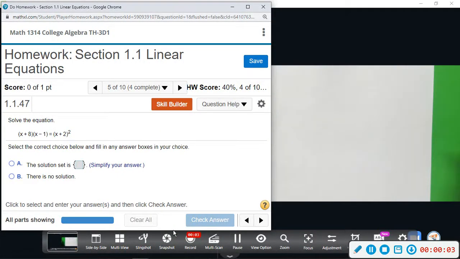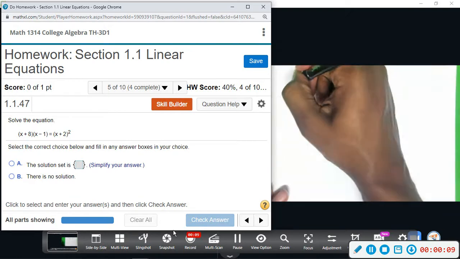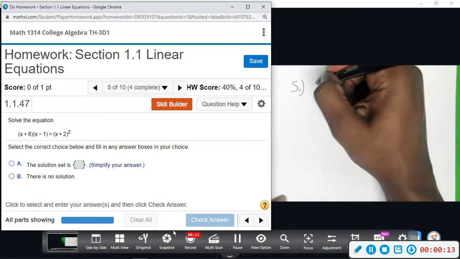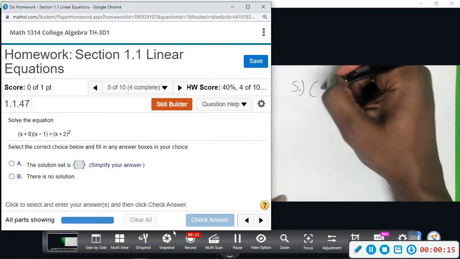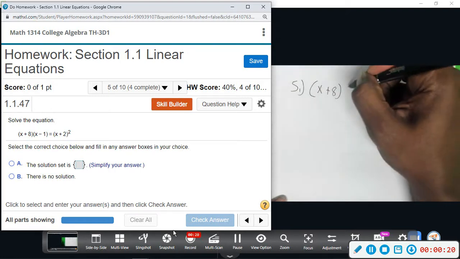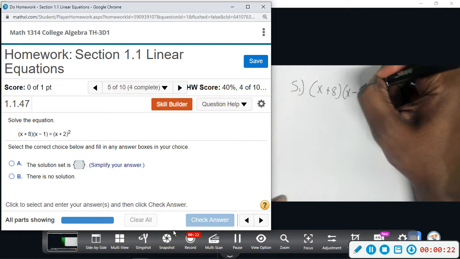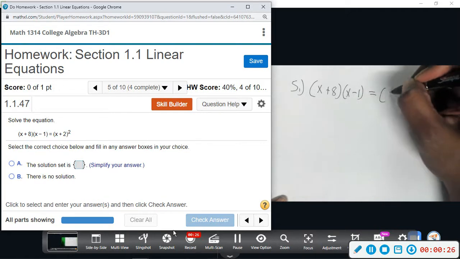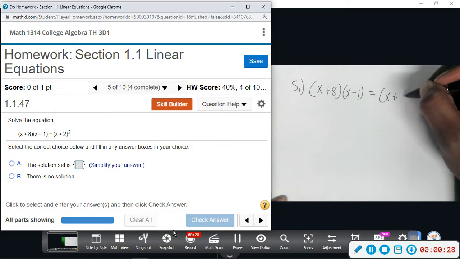Number 5. We have to FOIL this time. We have x plus 8 times x minus 1 equals x plus 2 squared.